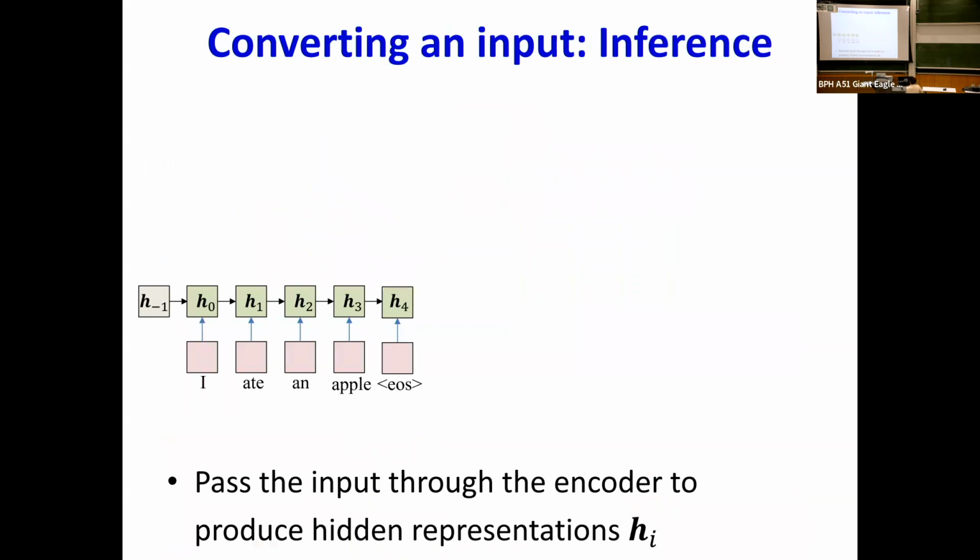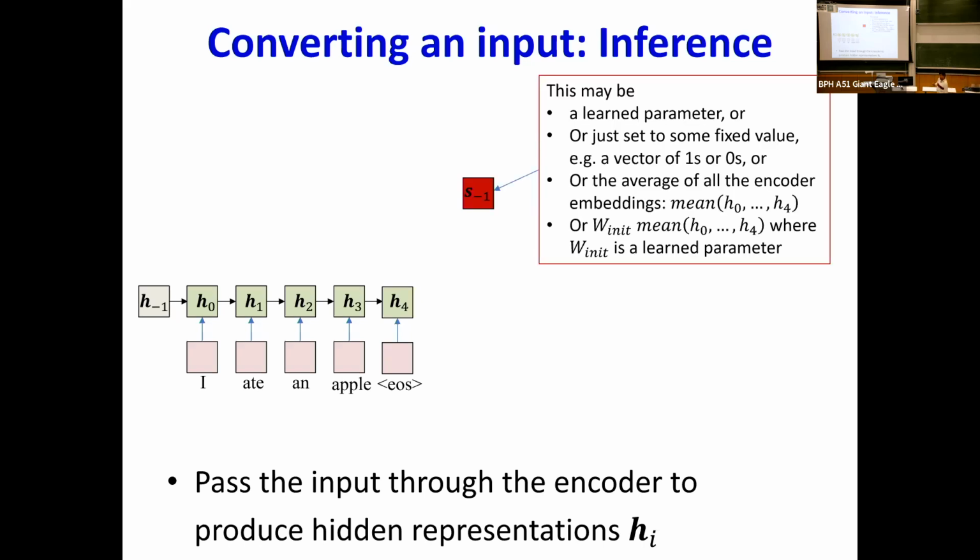So if I had an input, I ate an apple, terminated by an end of sequence, you always need the EOS, otherwise you have not completed processing the input. If you put it through the recurrent network, you're going to get one hidden state at each time for each input. And then what was S of -1? There are different ways of coming up with S of -1. You could just average all of the H's and call that your S of -1. Or you could make it some down projection or up projection of the average. Or you could just set it to be a bunch of zeros or a bunch of ones. And pretty much all of these will do the job.